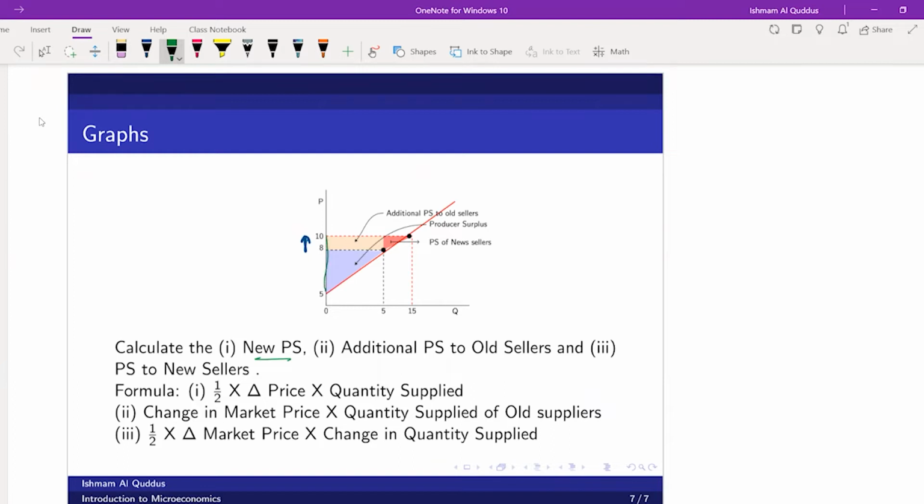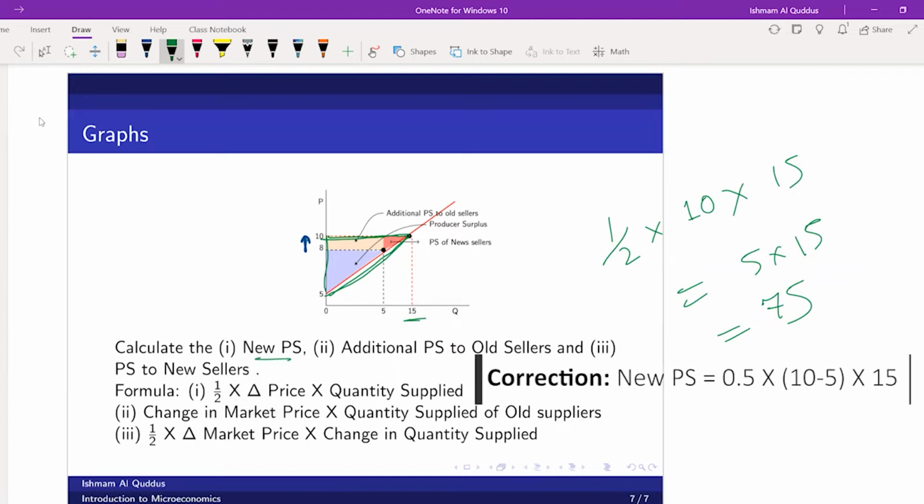It should be this triangle, this area. So how do you calculate this? Let's say now it's at 10, right? So it should be half multiplied by 10 multiplied by the quantity supplied, which is 15 now. So this should be 5 multiplied by 15, and this should be 75, right? So this is the producer surplus when the price is at 10 taka and the quantity supplied is 15.